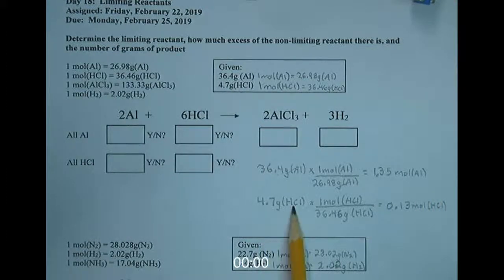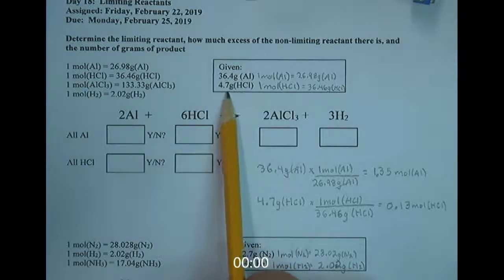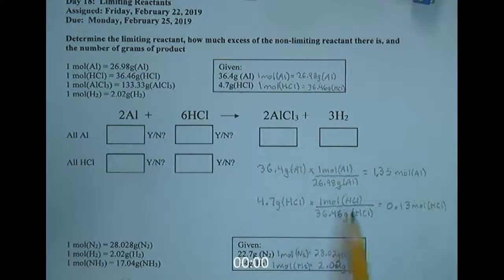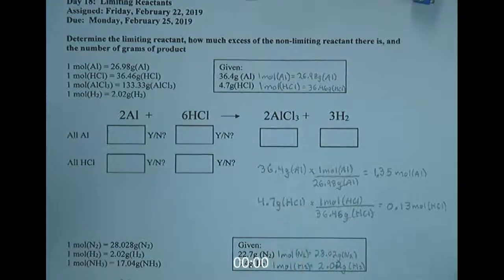Doing the same thing for hydrochloric acid, we're given 4.7 grams of hydrochloric acid. We use the molar mass conversion. So it's moles on top, grams on the bottom, because you need grams to cancel out on top and bottom there. And you end up with moles of HCl, it's 0.13.